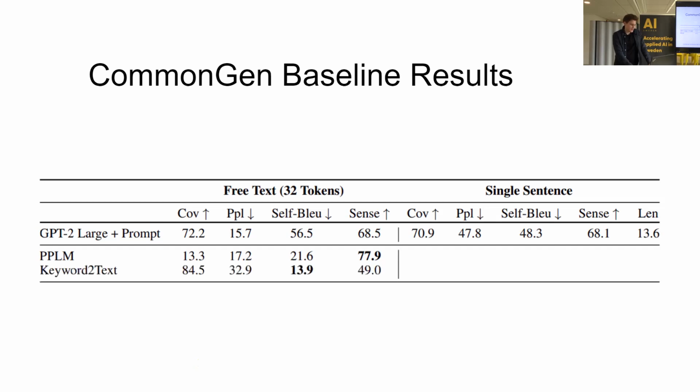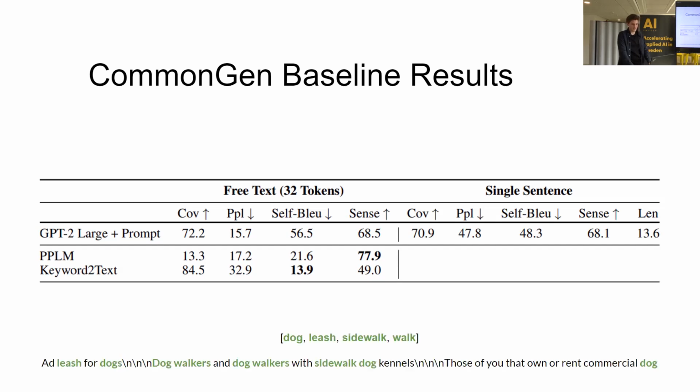And then we have keyword to text, which is kind of the opposite. It manages the task quite well, but gets quite high perplexity and low common sense. An example here is this one. We can see that it really handles the task, but doesn't write really good text.